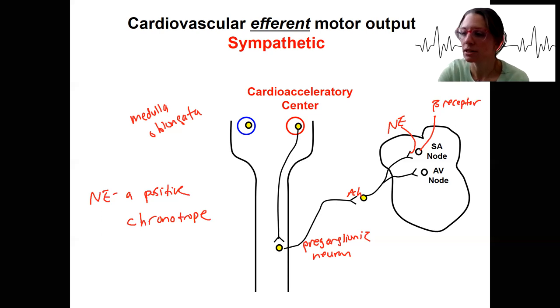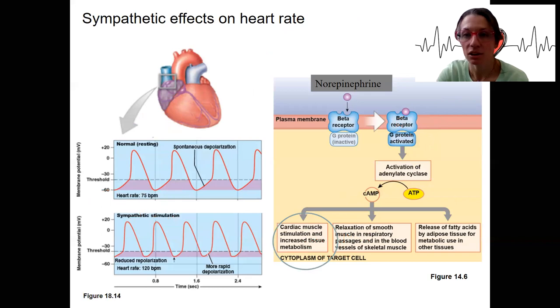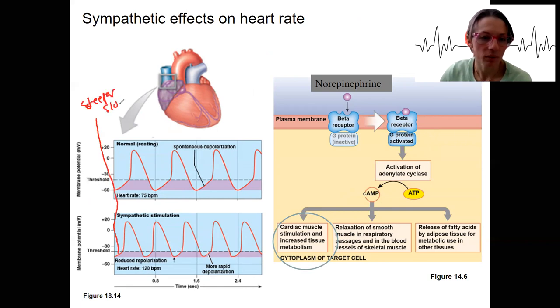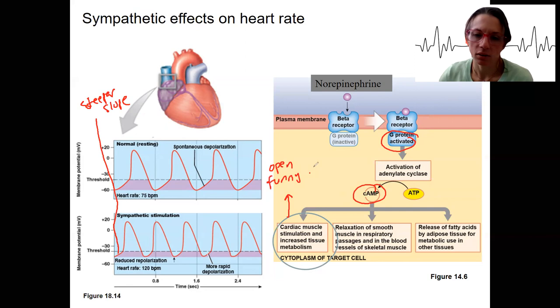So how does this work? Similar idea to our parasympathetic nervous system, but this time we need to increase, make the slope steeper. So how are we going to do that? We are going to open channels that are responsible for those funny currents. So one consequence of norepinephrine binding to the beta receptor, activating G proteins, activating cAMP, is of course cardiac muscle stimulation. This can actually open our funny channels. Simple, right?